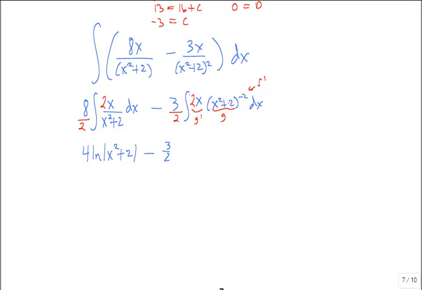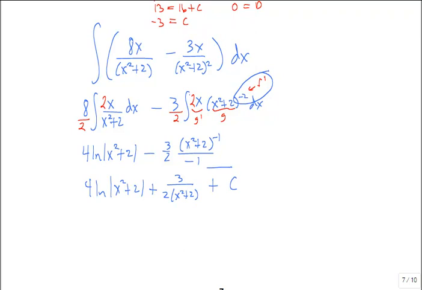The only piece here that you integrate is that outer function. When you add 1 to a negative 2 power, it becomes a negative 1 power over negative 1, and what's inside stays put. So rewriting this is 4 ln of x squared plus 2. Minus minus becomes plus. I get a 3 on top and 2 times x squared plus 2 on the bottom once I move that down, plus a c. Okay?